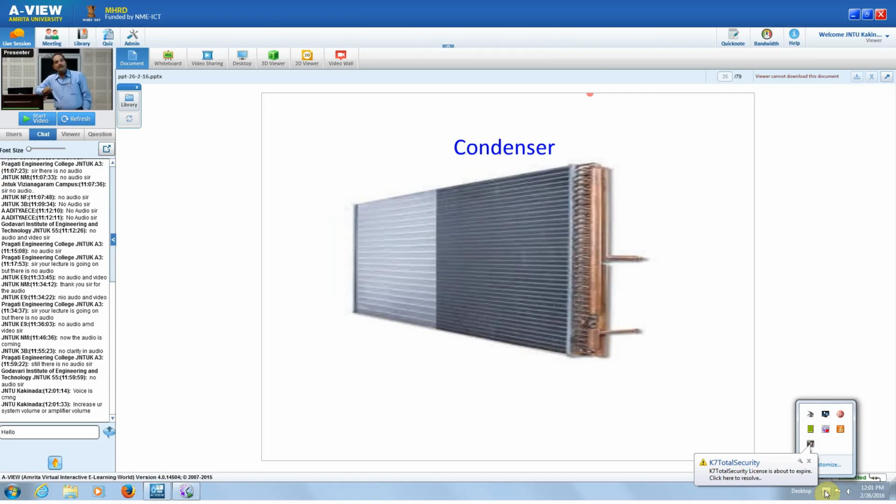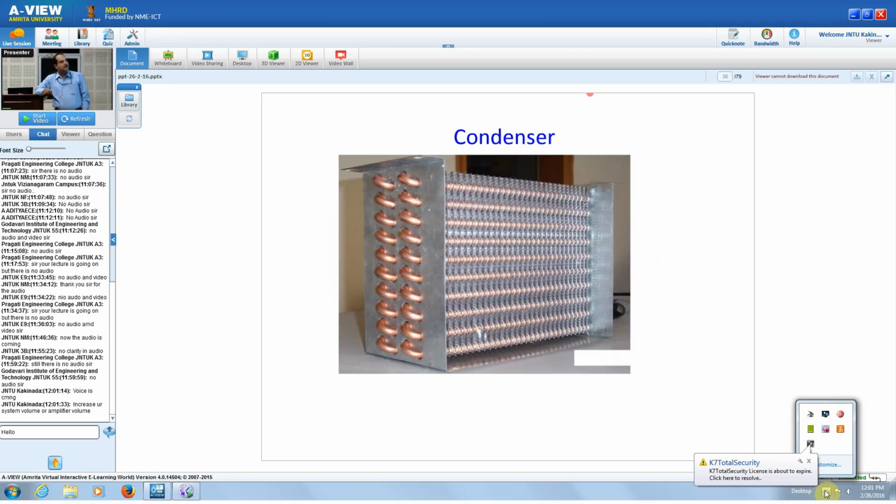So, this is the condenser. These are the tubes. Next. You see this clear? So, this is the condenser tubes. One side will be connected from the compressor, and the other will be connected maybe to the expansion valve.